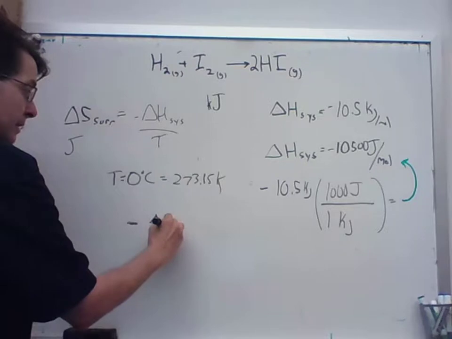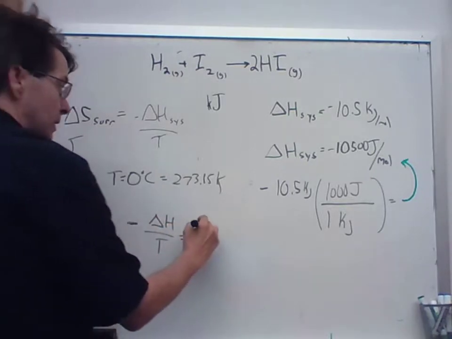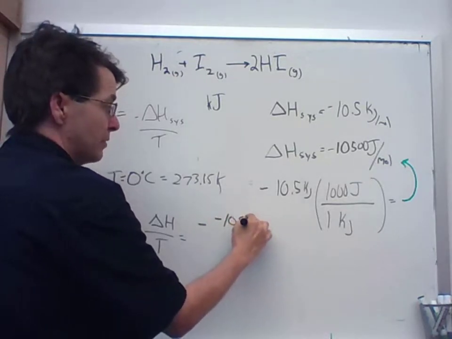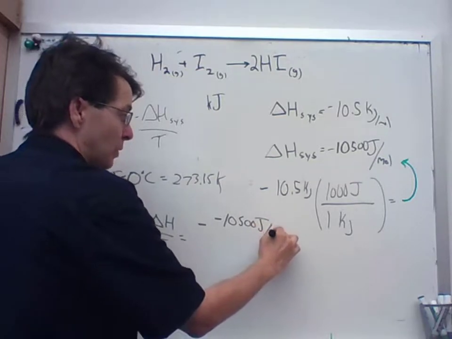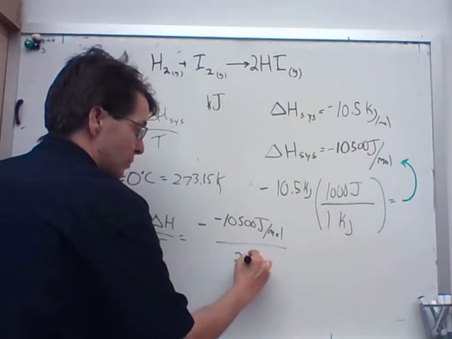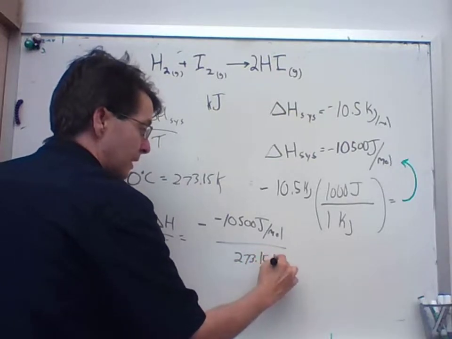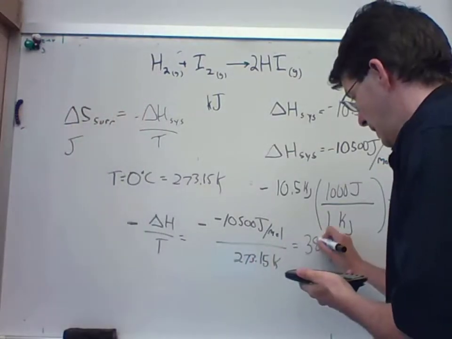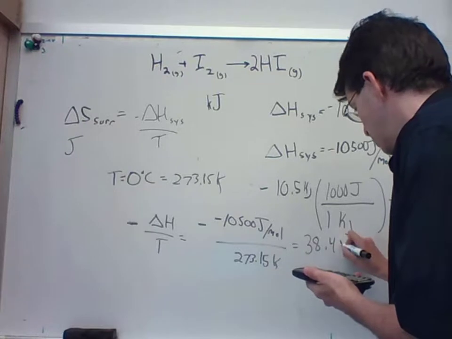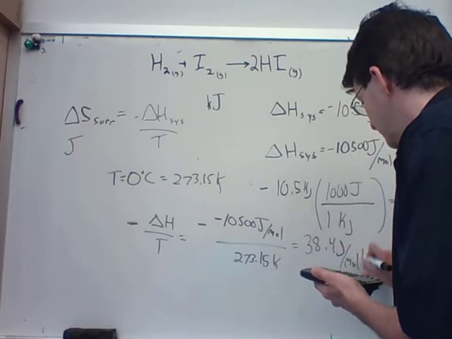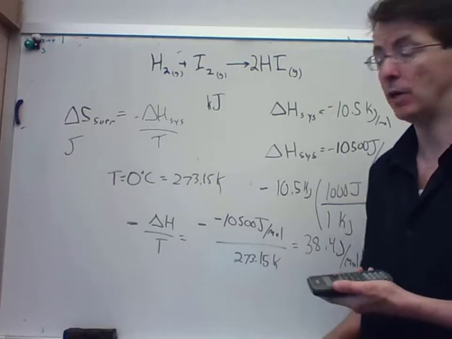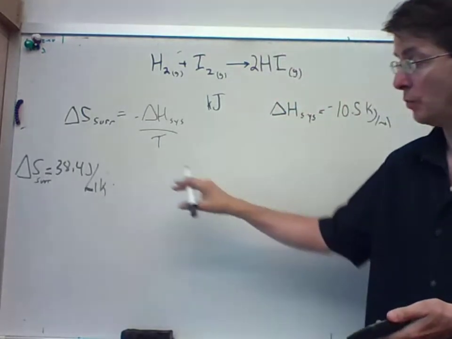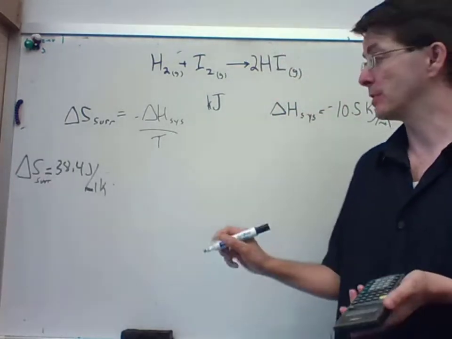Negative delta H divided by T equals negative times a negative 10500 joules per mole, all divided by 273.15 Kelvin. Gives us the correct units, joules per mole Kelvin. Gives us 38.4 joules per mole Kelvin as our delta S for our surroundings. So from the heat loss, we can figure out the change in entropy for the surroundings.